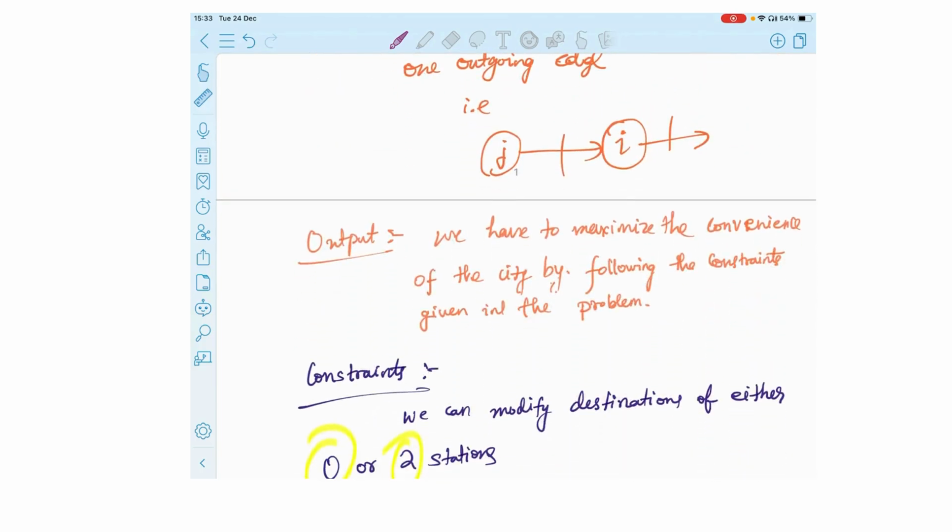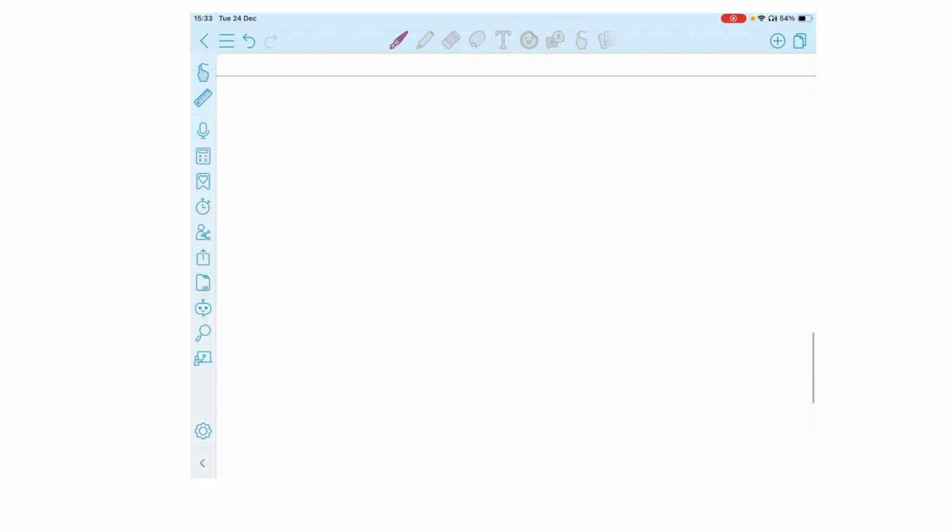So this is the output. We have to maximize the convenience of the city by following the constraints given in the problem. Let's see how we approach it.